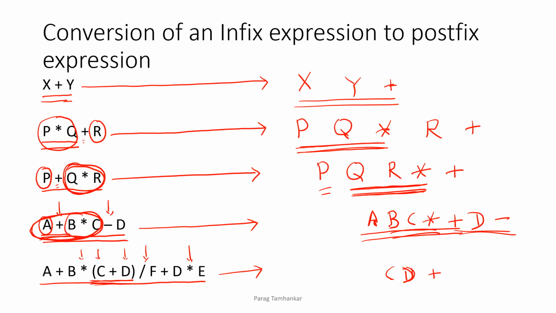Assuming that they associate left to right, first I will perform this multiplication. For this multiplication, B is the first operand, so I'll write that. The second operand happens to be C plus D, which I have already written over here, and then I write the operator, which is multiplication. Okay, then I'm going to perform this part, as you can see, this whole thing, which I can write like D, E and star.